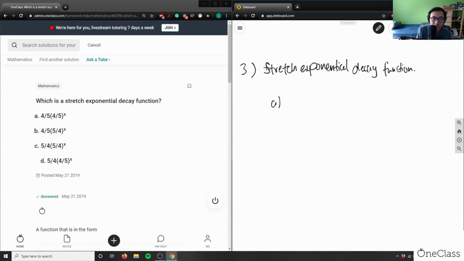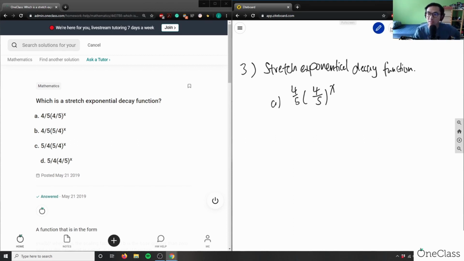So A here says this is 4/5 times 4/5 to the power of x. Is this a stretch exponential decay function? What we have to do first is think about what is an exponential, what is a decay, and what is a stretch, right? So let's think about these questions first.